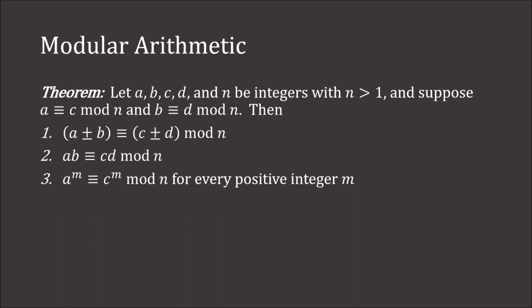So we can now look at modular arithmetic. Let a, b, c, d, and n all be integers, with n greater than 1, and suppose that a is congruent to c mod n, and b is congruent to d mod n. Then a plus or minus b would be congruent to c plus or minus d mod n. A times b would be congruent to c times d mod n. And a to the m would be congruent to c to the m mod n for every positive integer m.